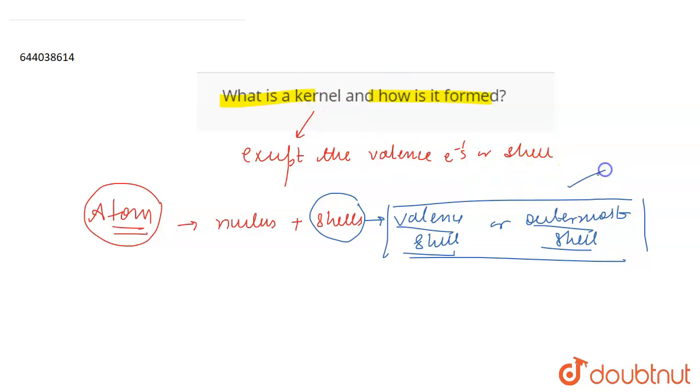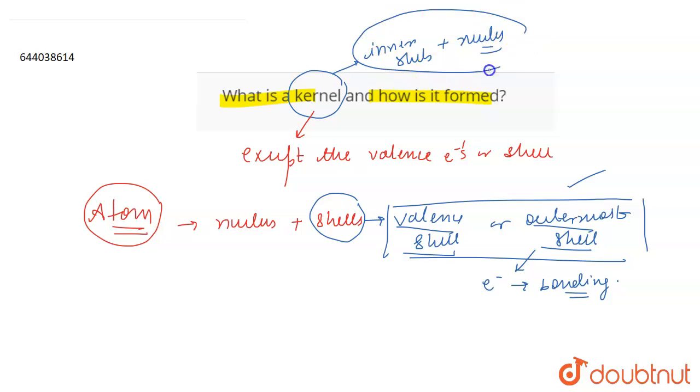So except the valence shell or the outermost shell, which is the shell whose electrons are involved in bonding, right? The electrons of the valence shell are involved in bonding. They are used in the bond formation, whether it is a covalent or an ionic bond, right? So except that part of the atom, all the part of the atom comes under kernel, right? So all the inner shells and the nucleus make up a kernel, right?